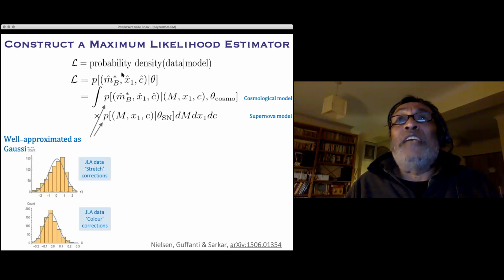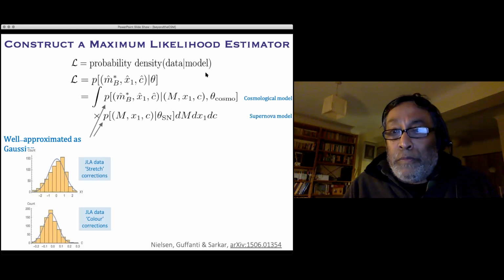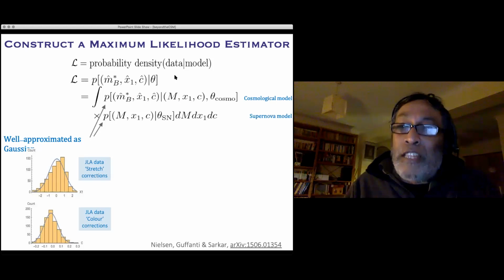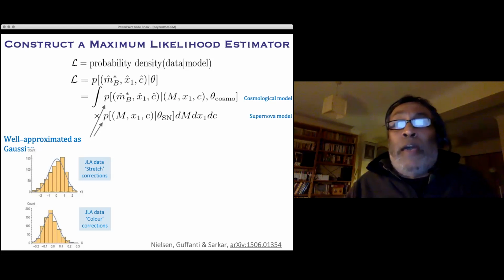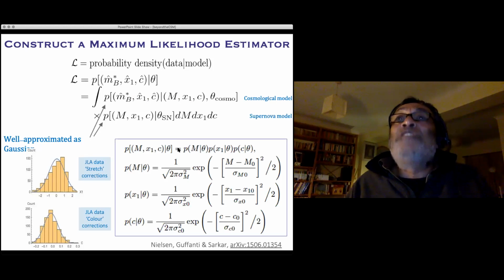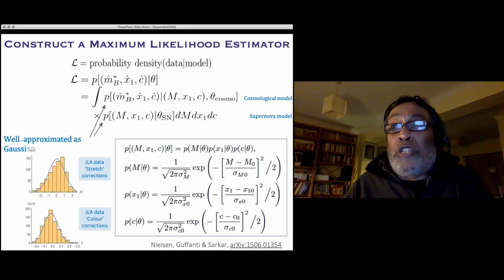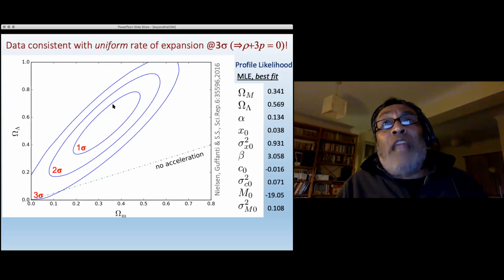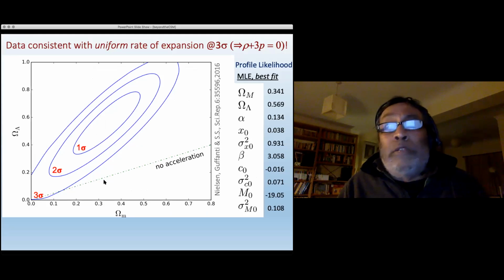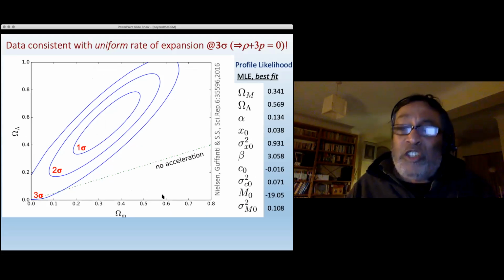So it basically says that you construct what is the probability of seeing the data given the model. It is not seeing the model given the data, right? The two are connected by Bayes' theorem. This is a separate thing. Anyway, I'll not bother with the technical details. We just assume that these distributions are Gaussian because we know how to integrate a Gaussian, and we can therefore construct the likelihood in a completely analytical way. And then we find that these likelihood contours are not up there. They're actually down here. In other words, they do not prove acceleration at better than 3 standard deviations.